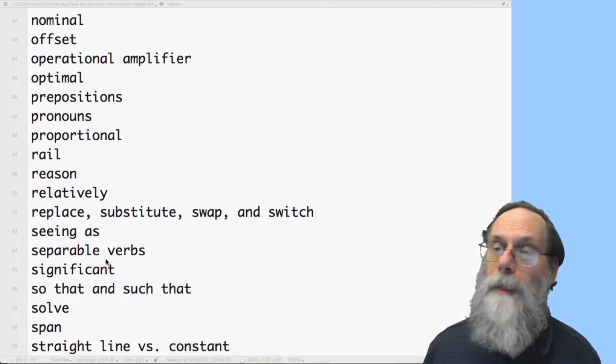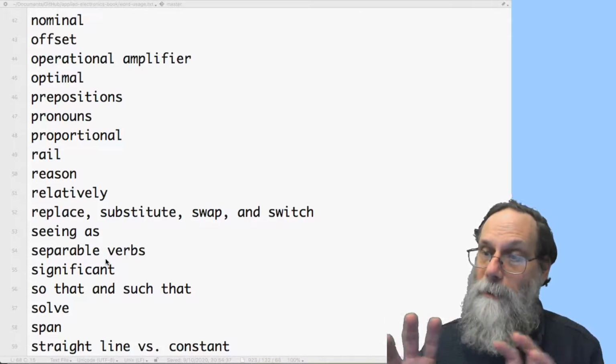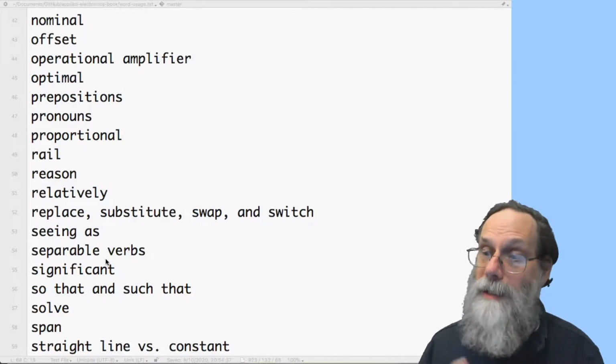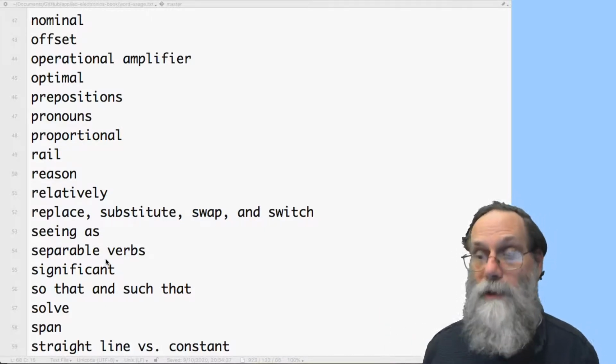Separable verbs. There are a lot of verbs in English that have two parts that can be separated from each other, like "set up." I can set up an experiment. I can set an experiment up. The "up" can be moved around. It's separable.